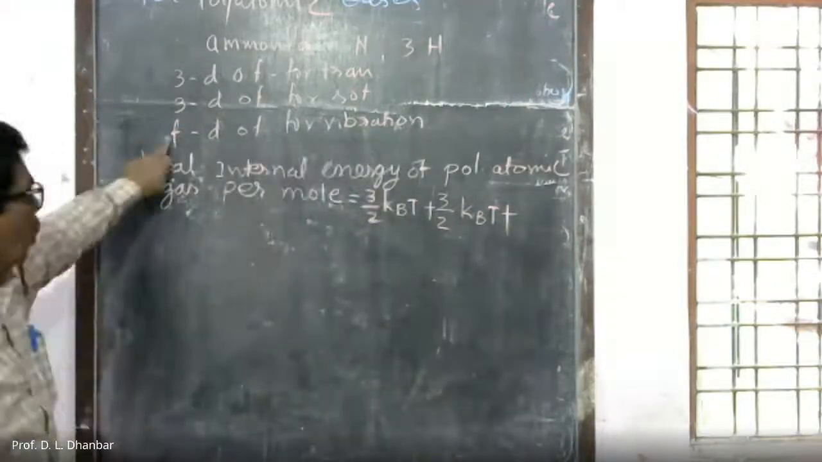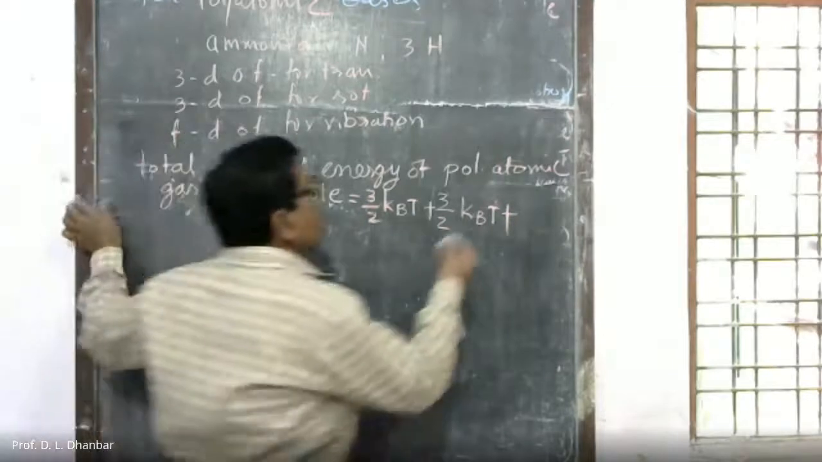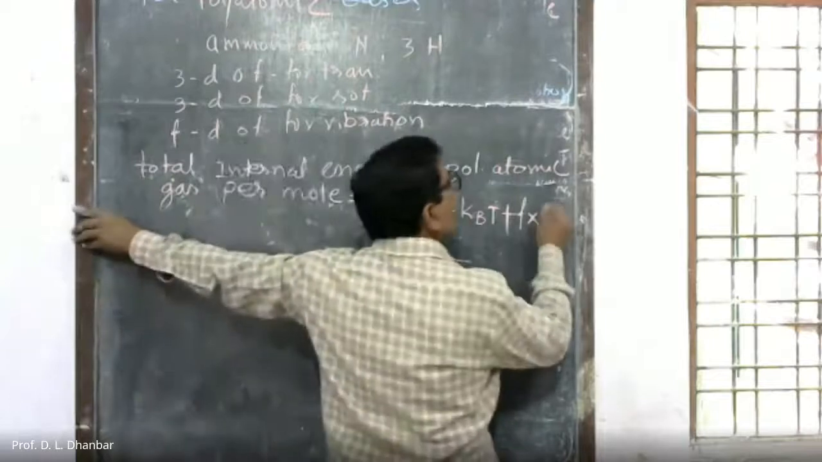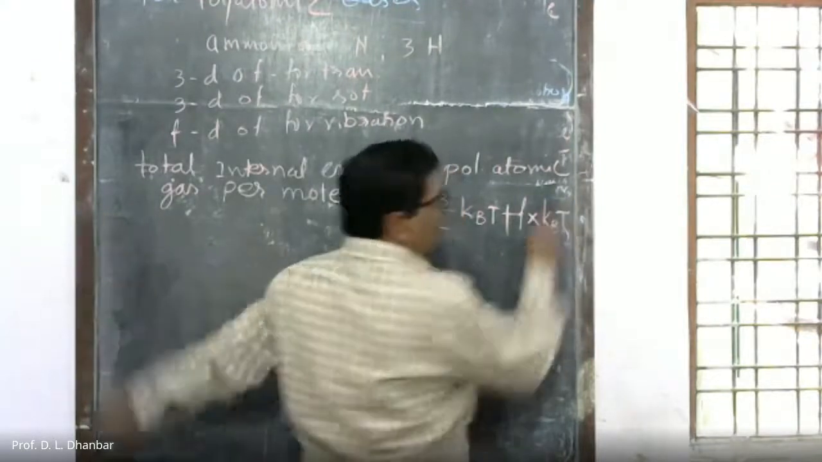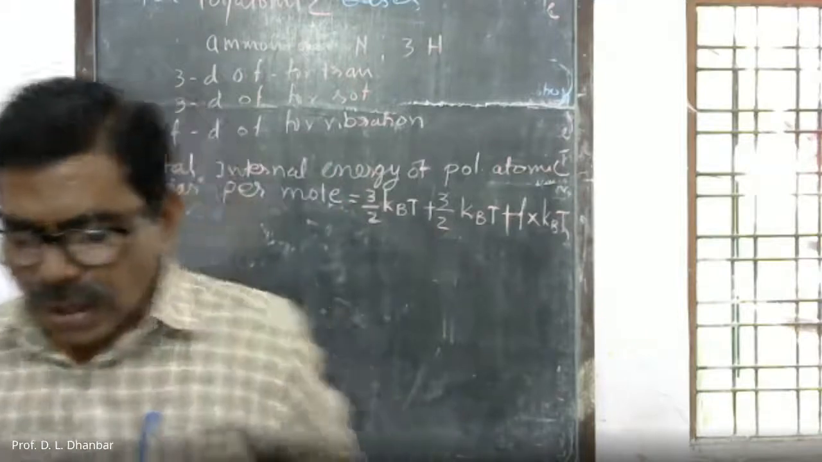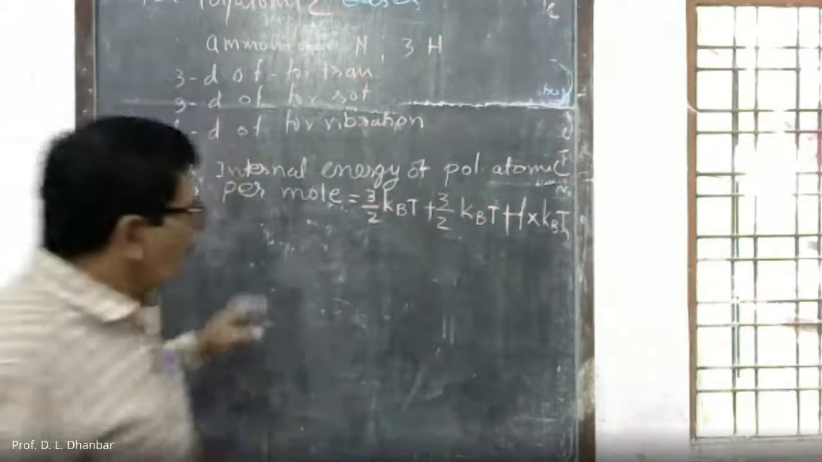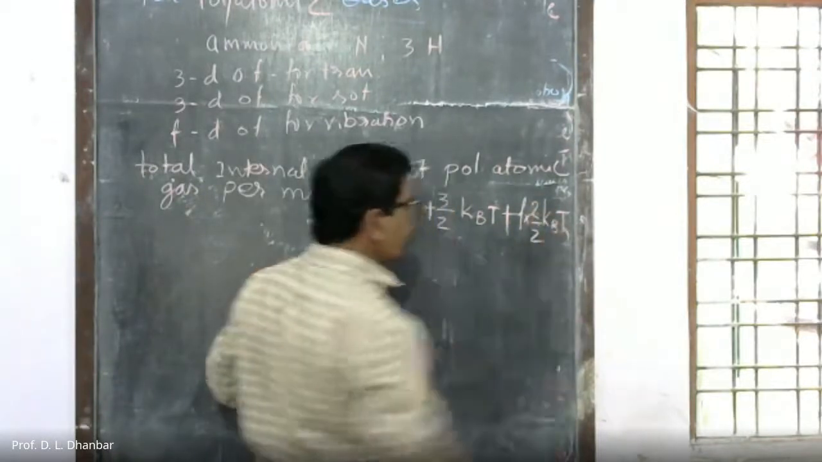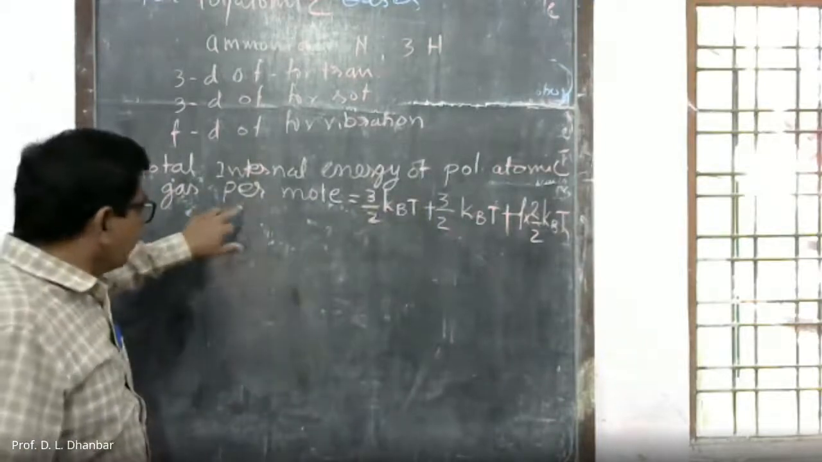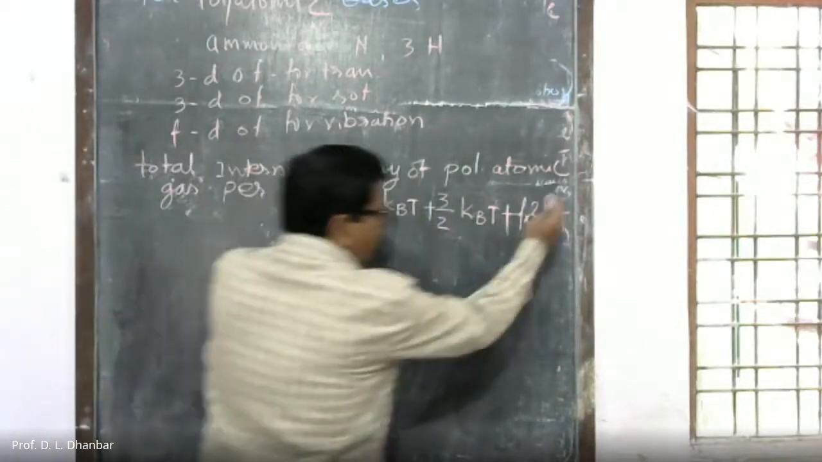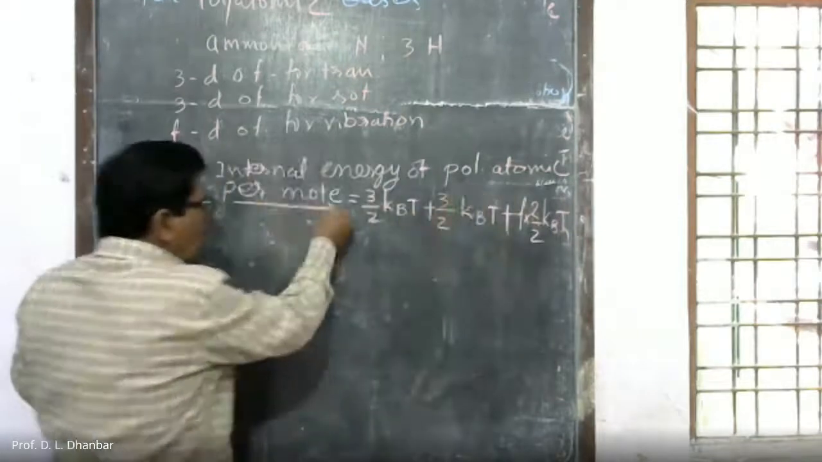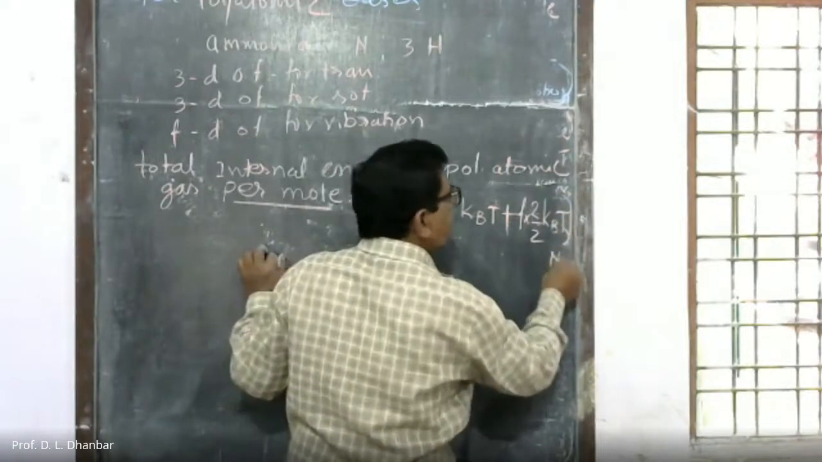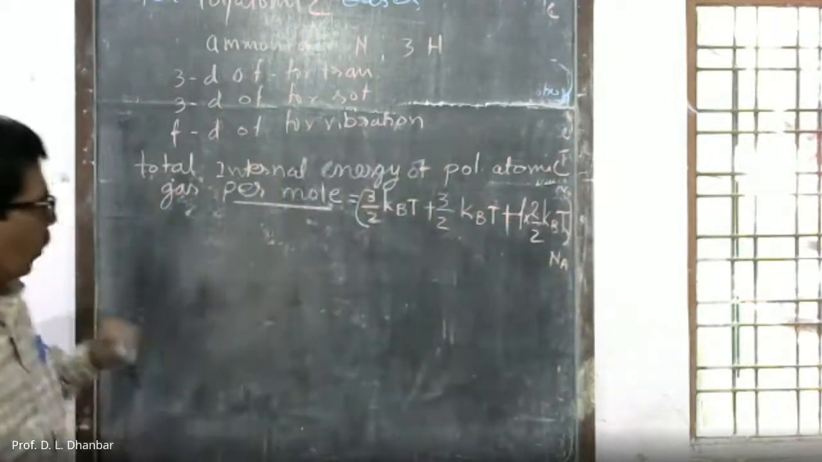Plus, what about the vibrational mode? It is given by f into kB T. Or in general, the basic formula is f into 2/2 kB T. So this is per molecule, and our aim is to find out per mole. So we have to multiply it by Na, which I can write outside the bracket.